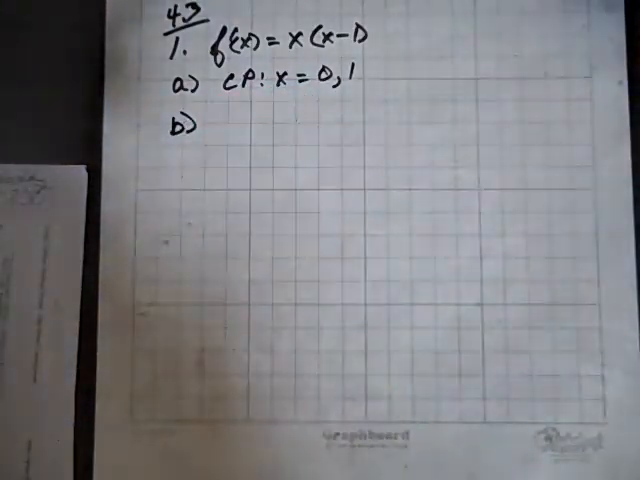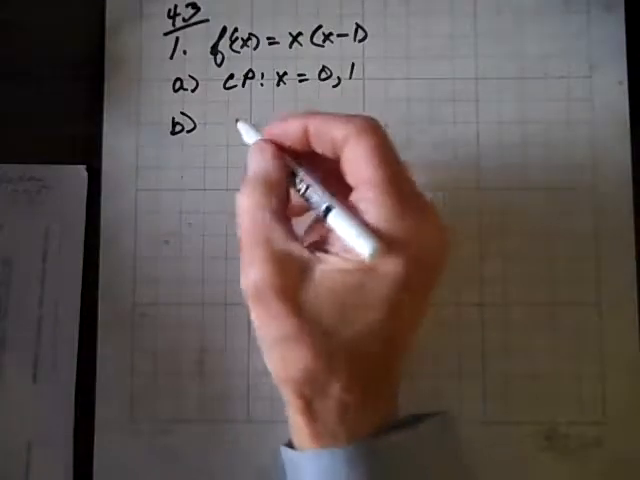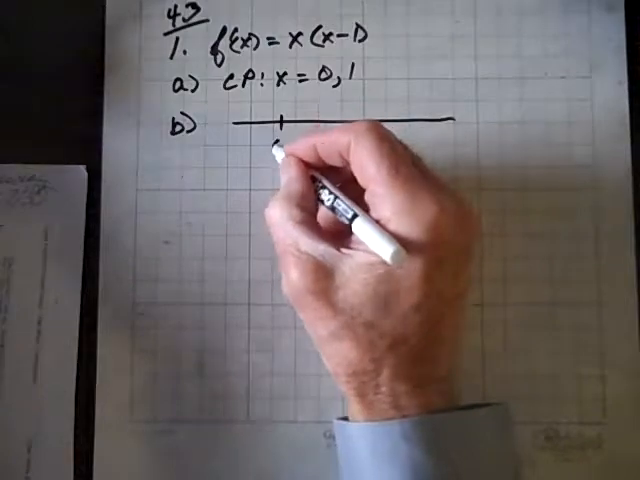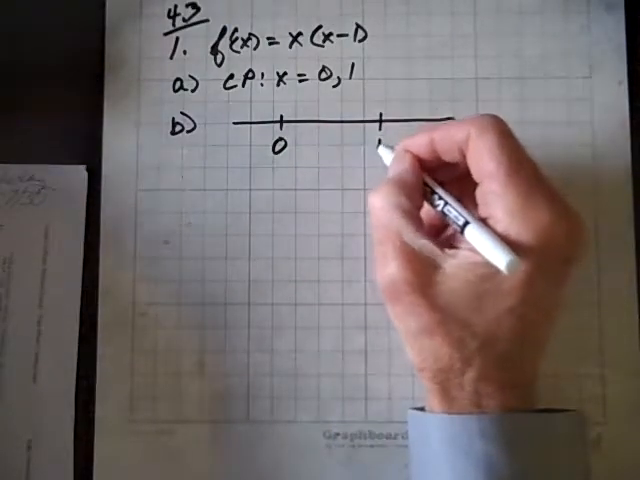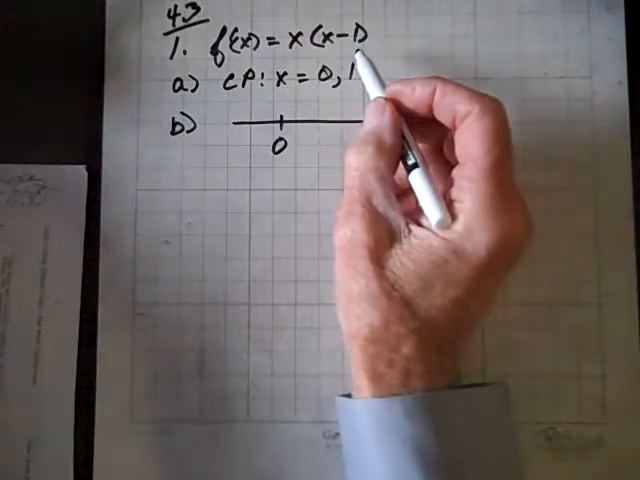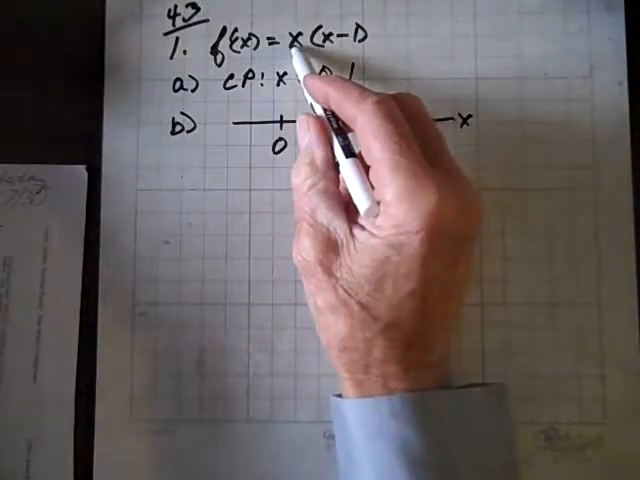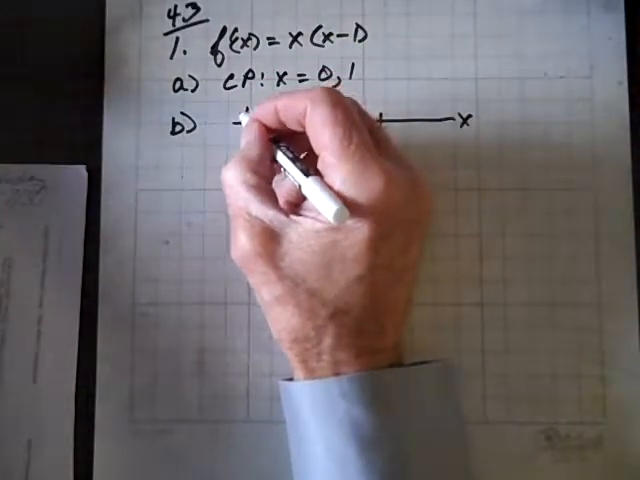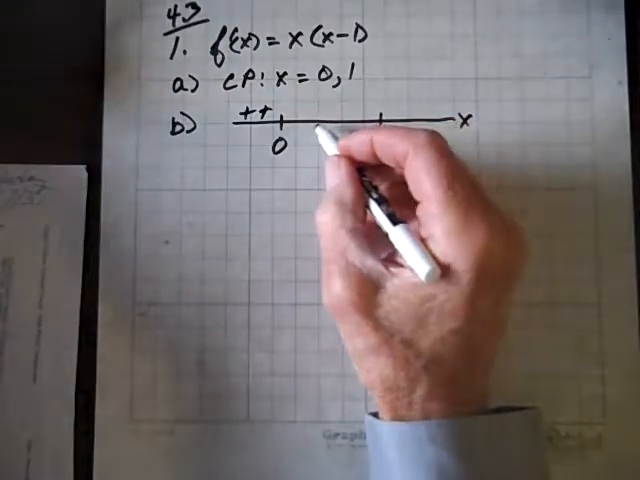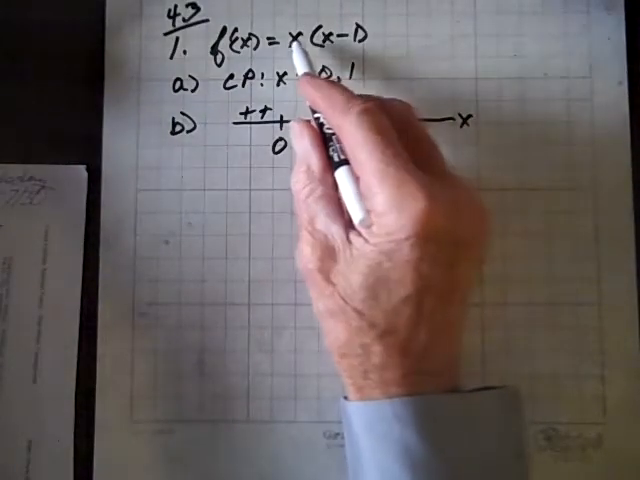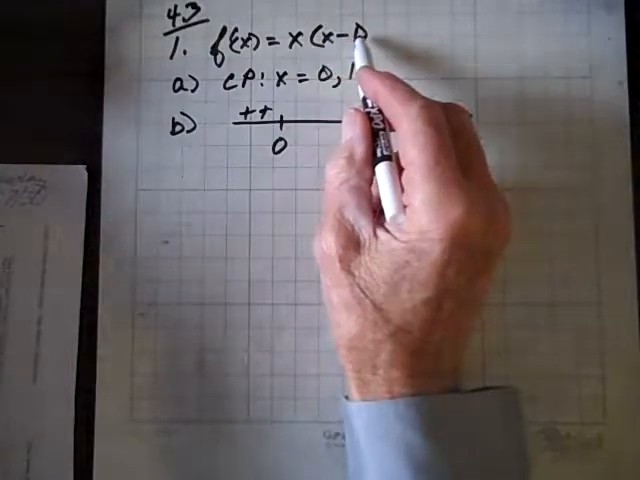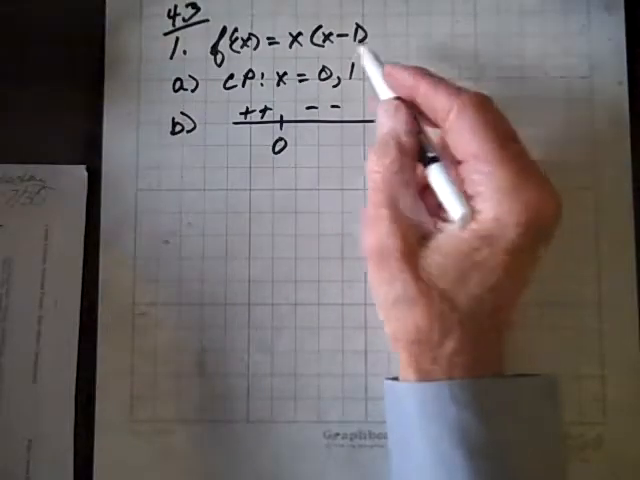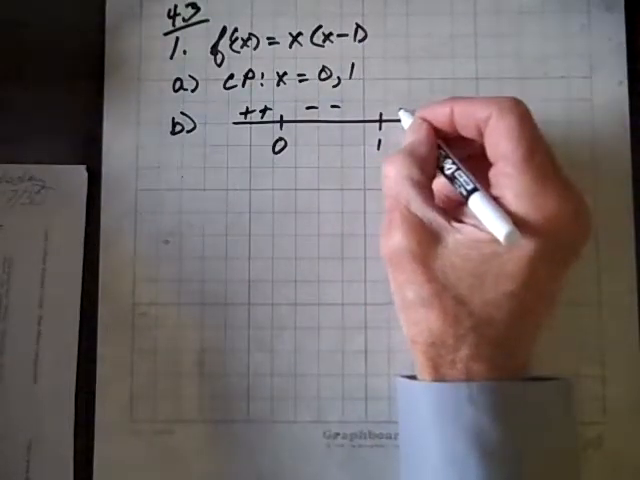B, it says on what intervals is f increasing and decreasing? So let's draw a number line, and we have a hash mark at 0, a hash mark at 1, and we'll sign this graph. If x is negative, that'll be negative, that'll be negative. We have the product of two factors that are negative, so we get a positive. If x is something like 1/2, which is in this interval, we'll get a positive, and 1/2 minus 1 is negative, so the product of unlike signs is negative. And finally, if x is greater than 1, we'll have positive.